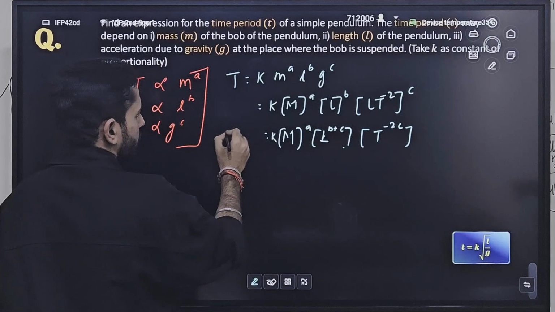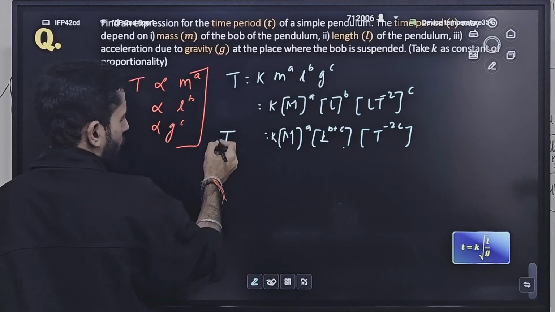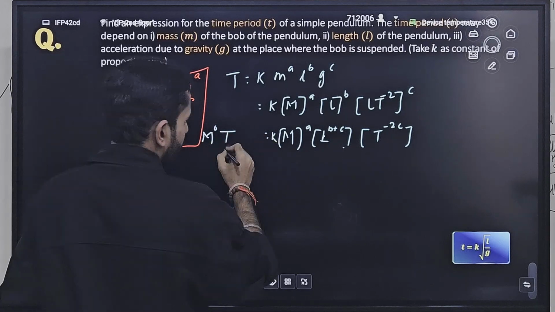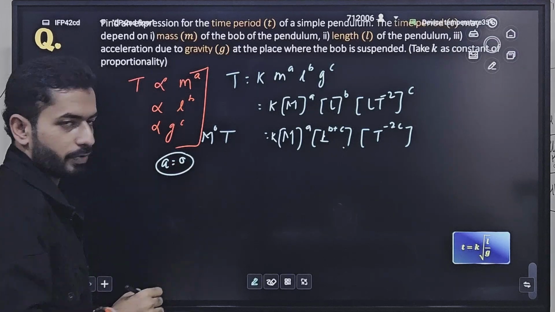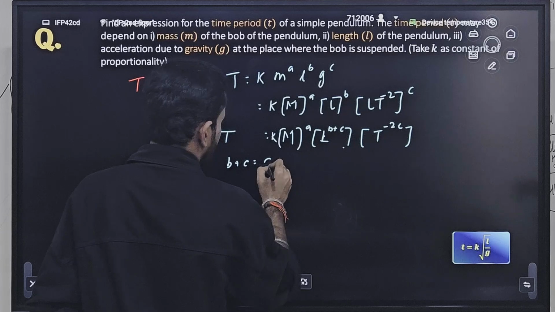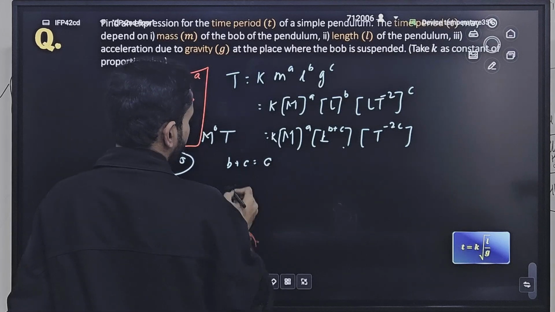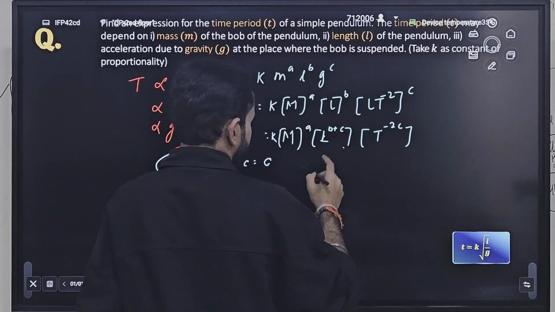And on the left hand side, how much it is? T. And what you say about M power? Can I say on the left hand side, if there is nothing, can I say M power 0? That means if I am comparing both these sides, I can say simply a is equal to 0. First result. Second result, I can say b plus c should also be equal to 0, because on the left hand side L power 0 is there. That means what you can say about more? Nothing.